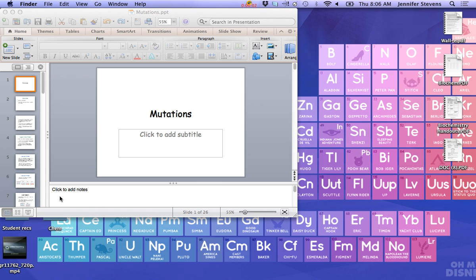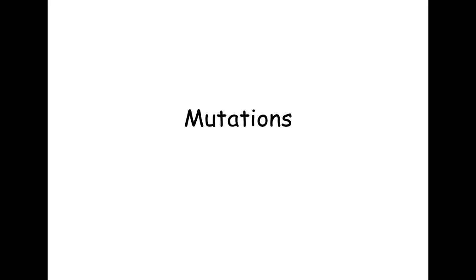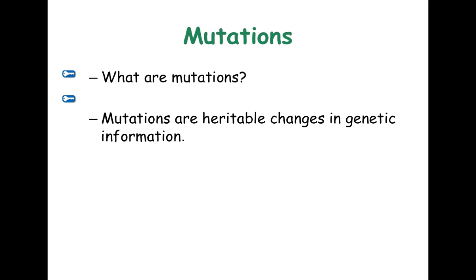All right, so this next section of notes is on mutations. And some of the key learnings we want in this first part are to actually figure out what exactly mutations are. And with that, we want to understand that mutations are heritable changes in genetic information. In other words, these are things that can get passed on from one generation to the next.